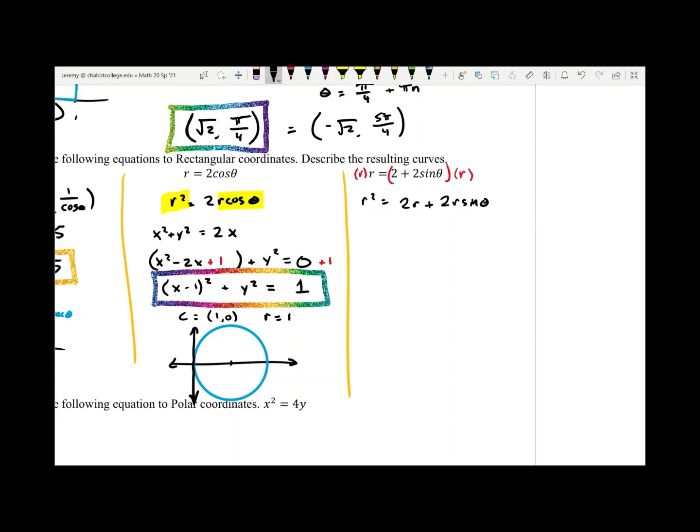Okay, so this is going all right. I've got my r squared here, I've got my r sine theta, so I know that those can be expressed in terms of x and y. But I have a little bit of an issue because right here I just have this radius r value by itself. Okay, so here's what I might do. I can first of all subtract 2r sine theta from both sides.